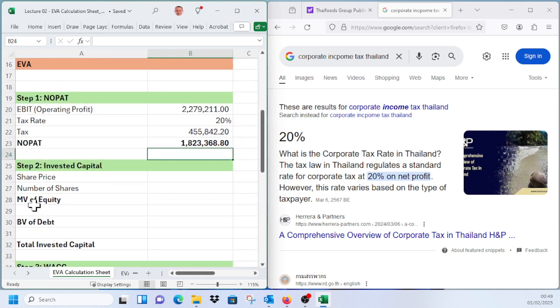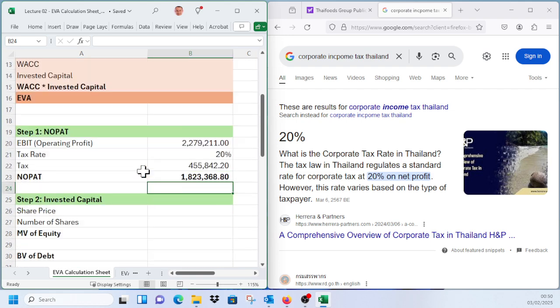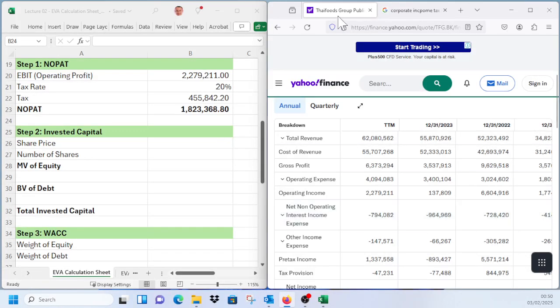Good. So next we need to calculate here the invested capital. For the invested capital, we need to calculate the market value of equity and then theoretically the market value of debt, but that is rather complicated to calculate. So to simplify, we just use the book value of debt. And all of this we can obtain quite easily from Yahoo as well. So I go back to the Yahoo page on the right side here.